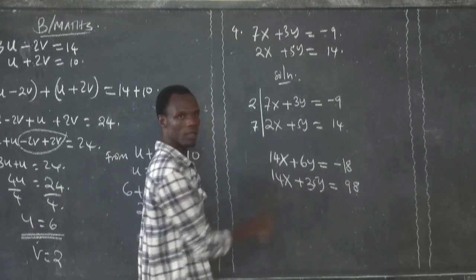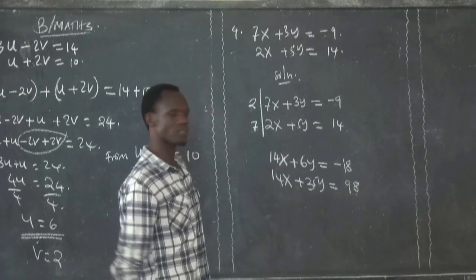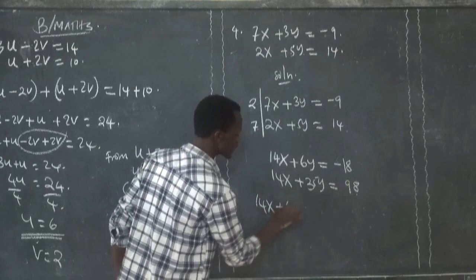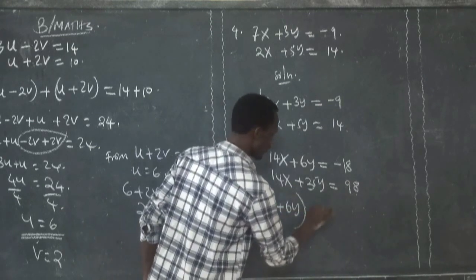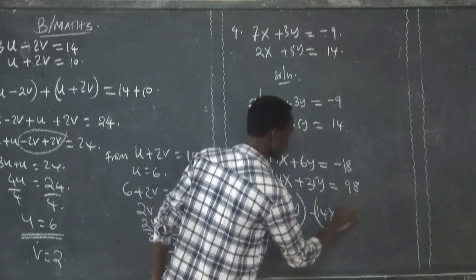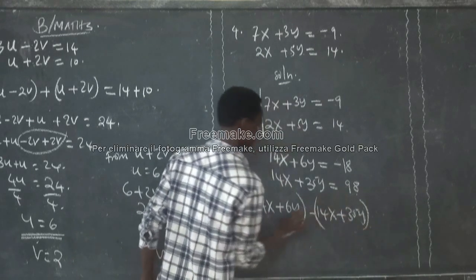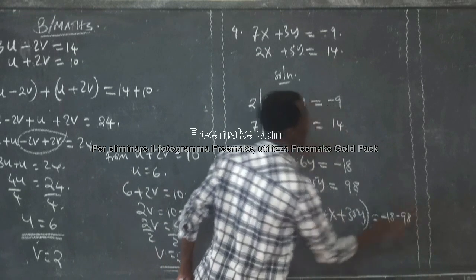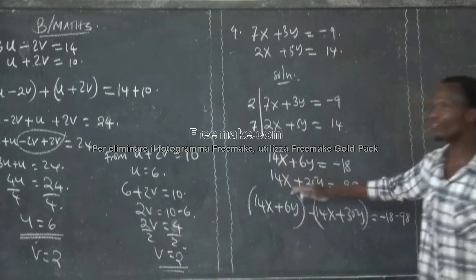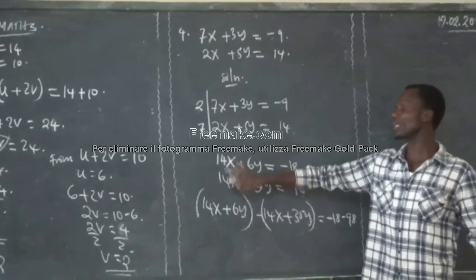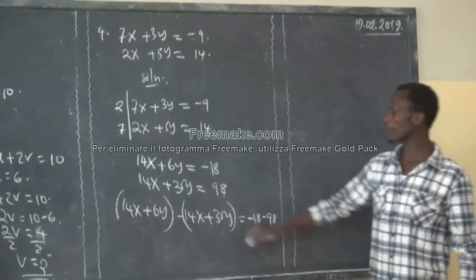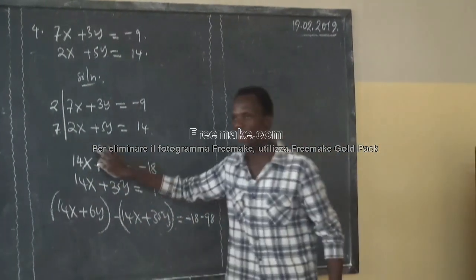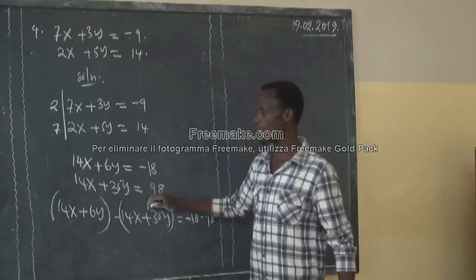They are equal here. So now here you subtract. Now it is 14x plus 6y, then minus 14x plus what? 35y. Yes, it is. Equal now to negative 18 minus negative 98. It means that after you have made the coefficients equal, it is where you can subtract the second equation from the first equation. We take this one and subtract this one.